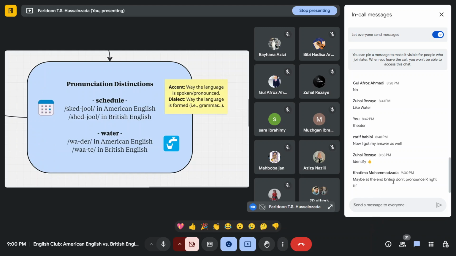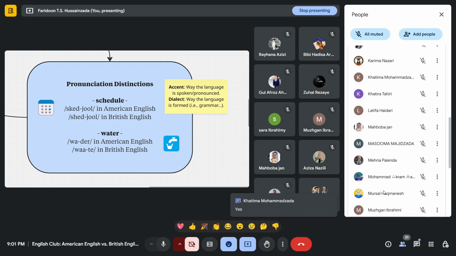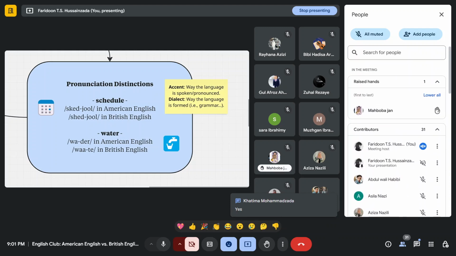Khatima is saying maybe at the end, British don't pronounce R, right, sir? Yes. In which word are you talking about, Khatima? You mean the word water? Yes. In the word water, 100%. In British English, at least from the different accents that I know of, the RP, the Cockney accents, none of them pronounce the R at the end. They just pronounce it like water, daughter, all of them without the R.